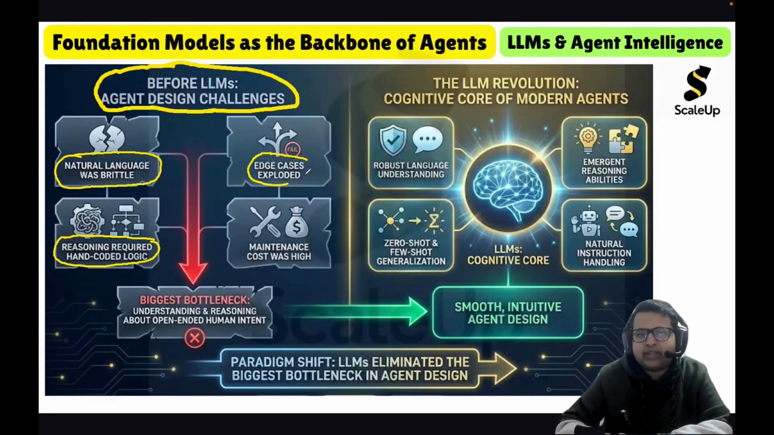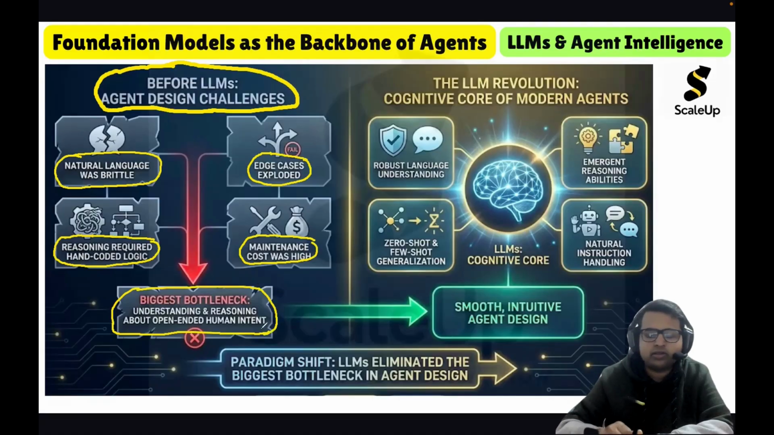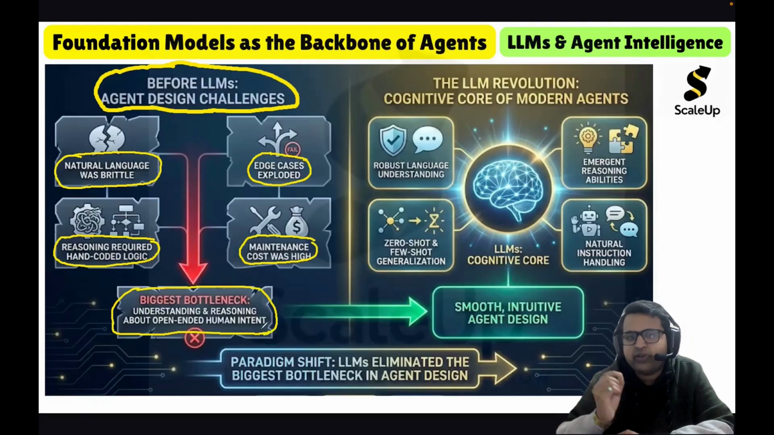So before large language models, any edge case, the system would not be able to handle it. And maintenance cost was very high. And the biggest bottleneck was understanding and reasoning about open-ended human intent. So this was a very big challenge, because earlier systems, before large language models, wanted a specific input. Whatever we want to accomplish, it has to be very specific. It cannot be open-ended.